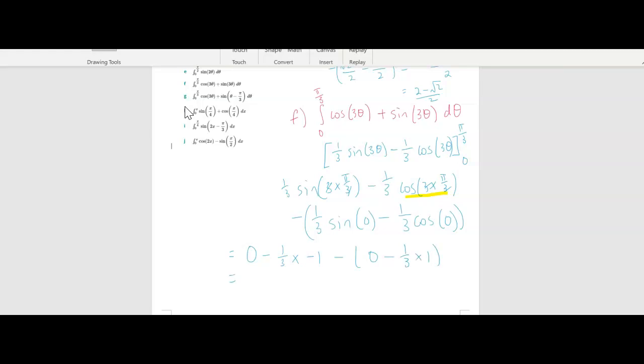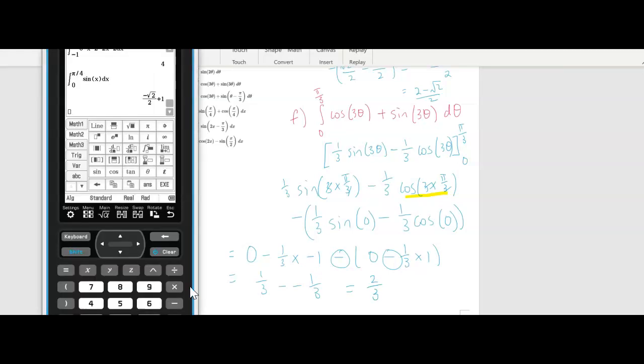All right, so just be careful with your negatives. So now we've got -1/3 times -1 gives you positive 1/3. And then we've got minus -1/3 times 1, which is -1/3. So we've got minus and a minus. So it's going to be 1/3 plus 1/3. So we get 2/3. All right, so let's do this on the calculator.